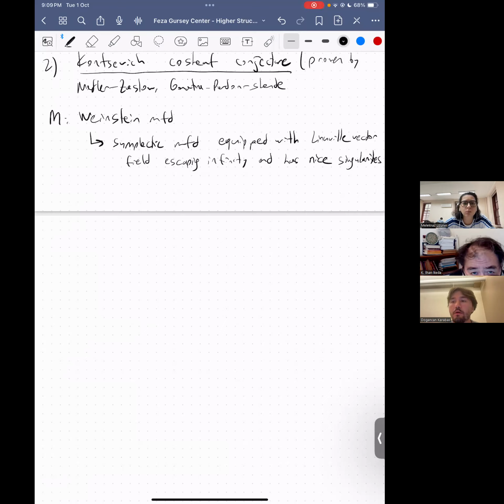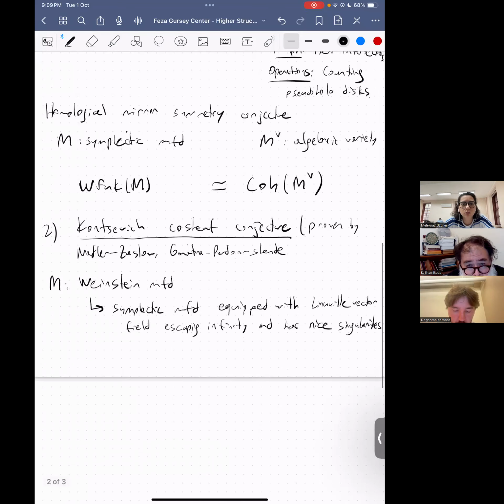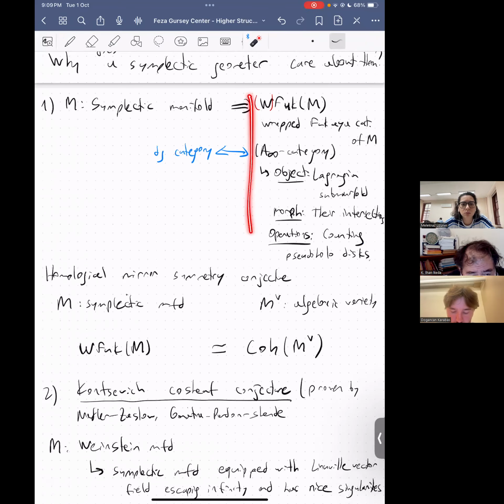Can I ask one question about the Fukaya category? You said that this is an invariant of the symplectic manifold M. So suppose that I have two symplectic manifolds whose wrapped Fukaya categories are equivalent. So are these symplectic manifolds related to each other?